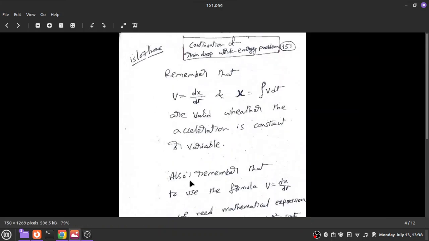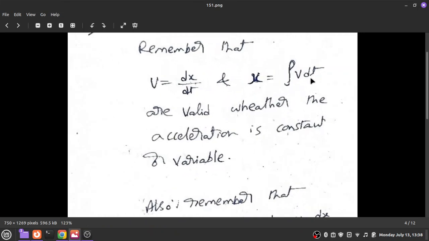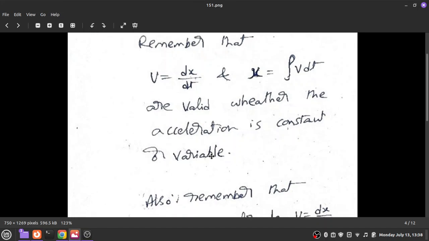Remember that v = dx/dt and x = integral of v dt are valid whether the acceleration is constant or not. These formulas are valid even when the acceleration is constant or variable, under a variable force or a constant force.